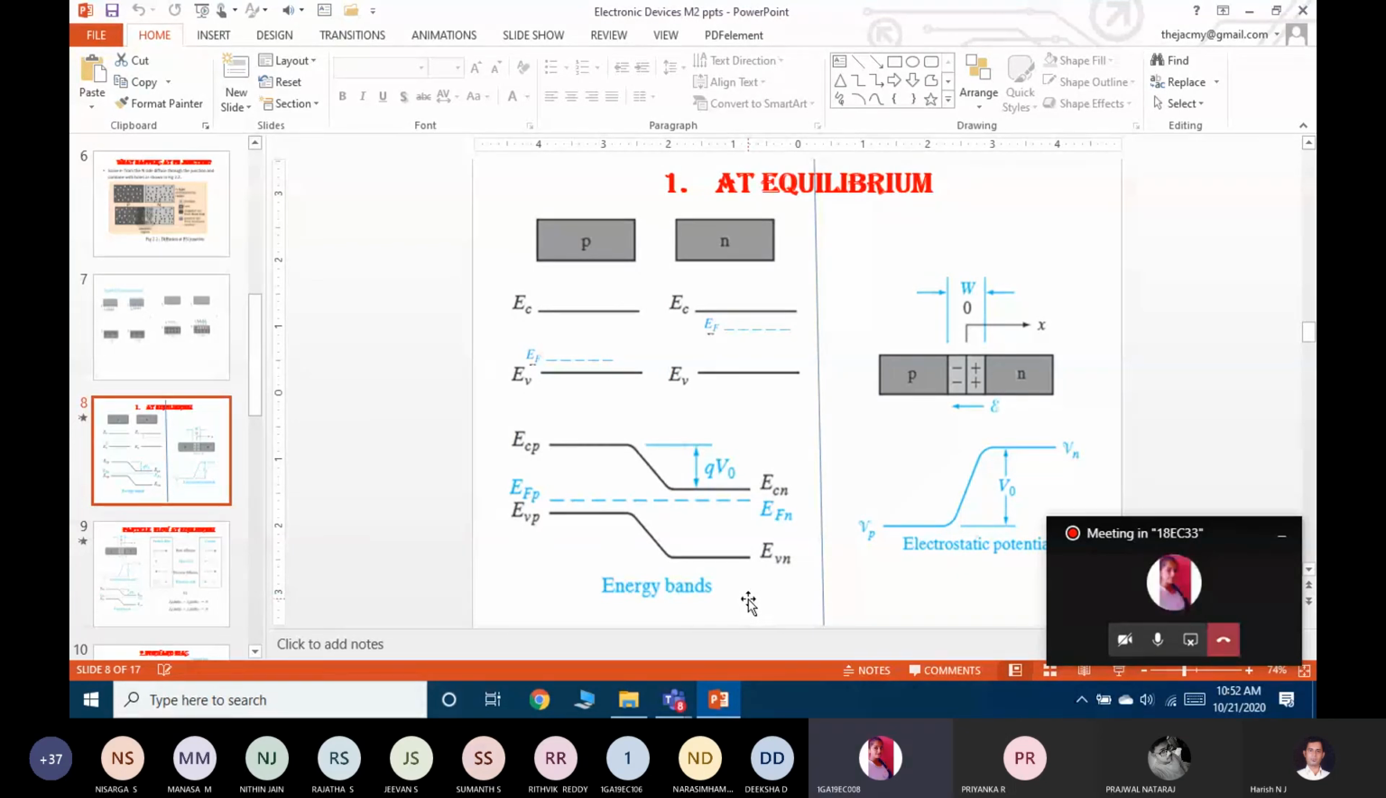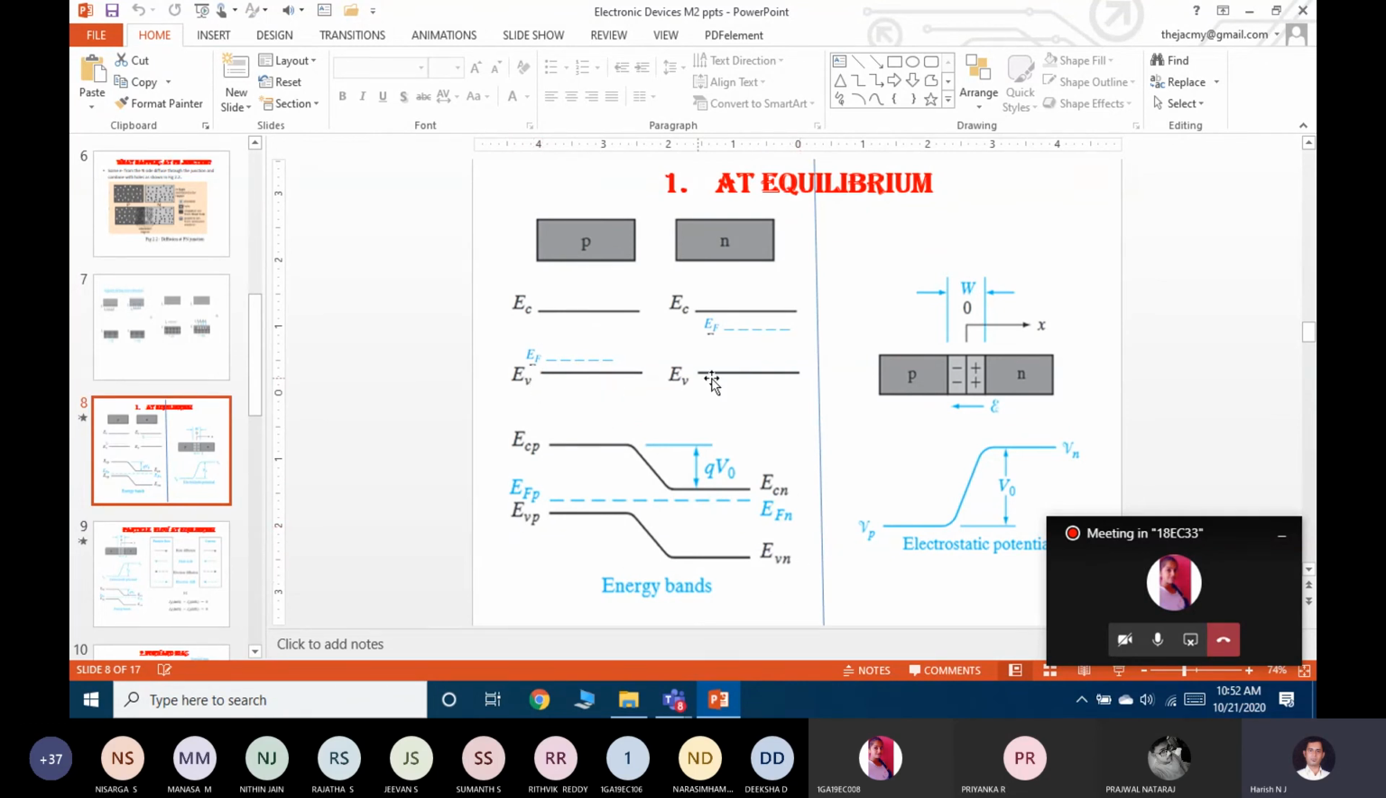Because in p-type, Fermi energy is near the valence band. But at equilibrium condition, it will be in a straight line fashion. Just check it out. Fermi energy level in the p side, Fermi energy level in the n side. There is joining, and both lie on the x-axis, in a straight line fashion. But still, check it out here: the conduction band energy of the p-type, the conduction energy level of the n-type, the valence energy level of the p-type, the valence energy level of the n-type.